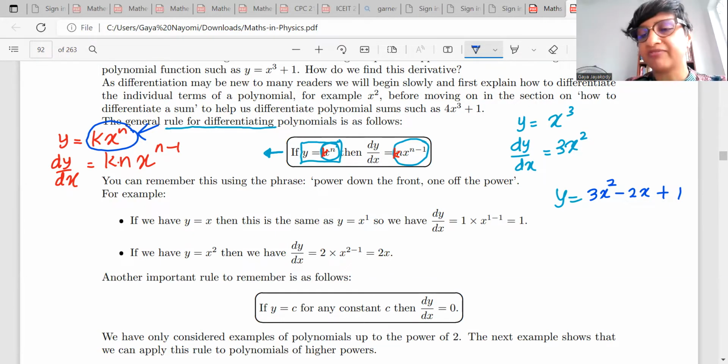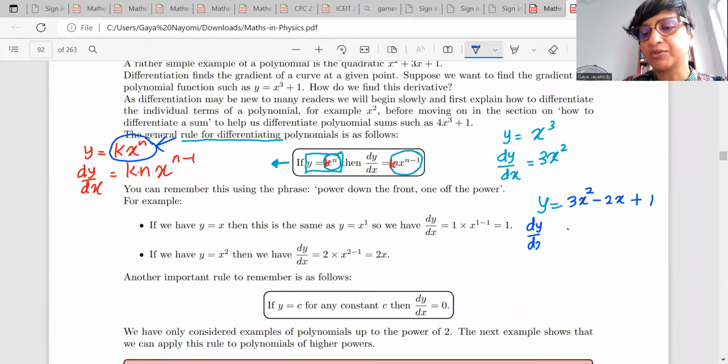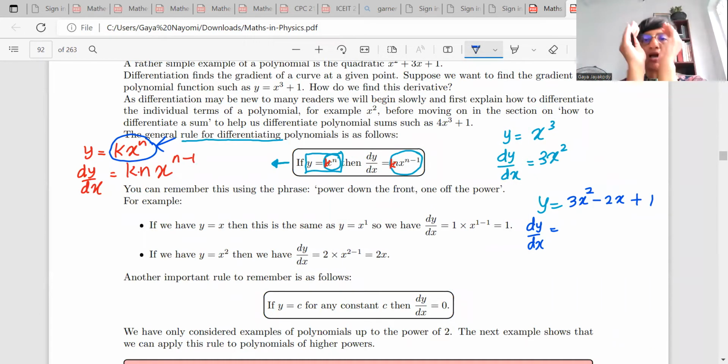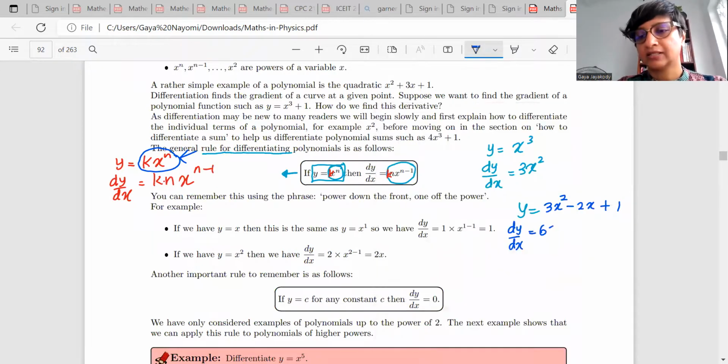So if I'm differentiating this, dy by dx, what I have to do is look at each term separately and then differentiate. So 3x squared, what do I get? What's the derivative of this? 6x. Very good. Then minus 2x.